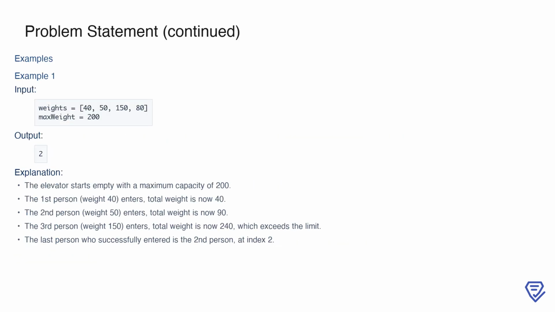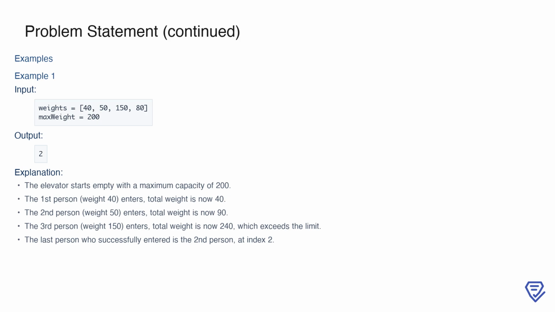Let's consider the first example to understand how the solution works. The input array is weights equals 40, 50, 150, 80, and the maximum weight capacity of the elevator is 200. Initially, the elevator is empty. The first person, weighing 40, enters, bringing the total weight to 40. Then, the second person, who weighs 50, steps in, increasing the total weight to 90. Next, the third person, weighing 150, attempts to enter.